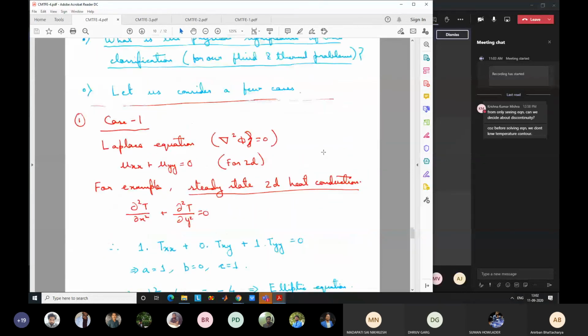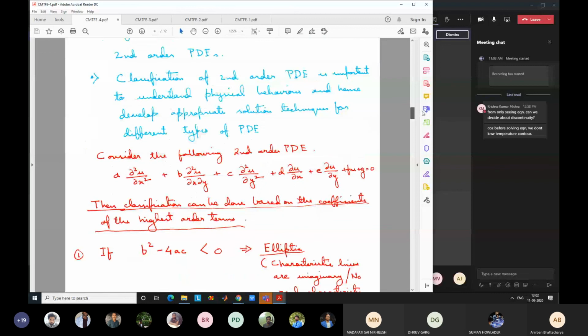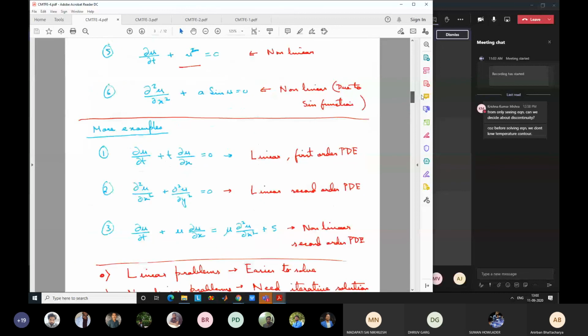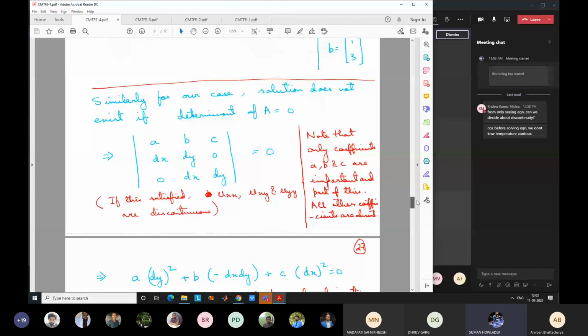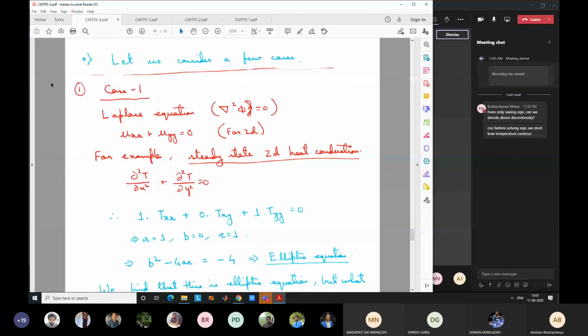Please go through this material. You don't need to go into too much basics of PDEs, but try to understand this. At least after next class, you should understand. Yes, just a second. We should understand these different cases.